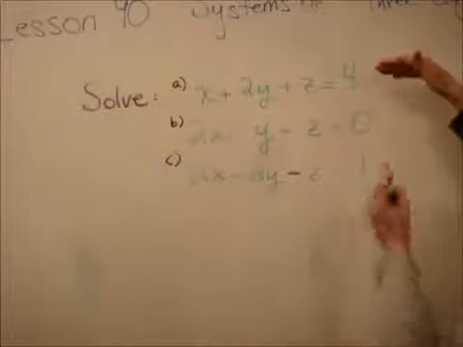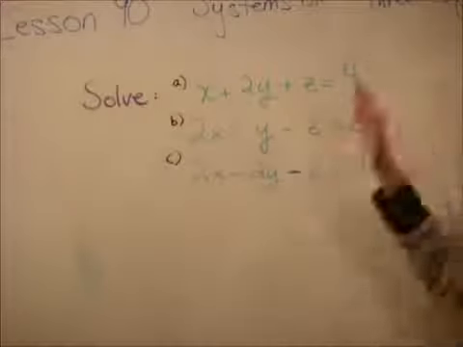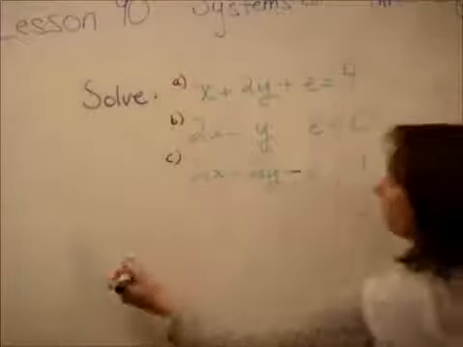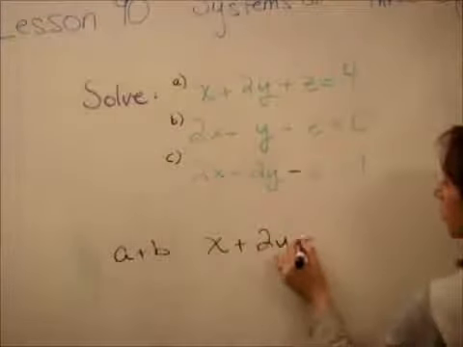What we're going to do is take 2 equations, eliminate a variable, and then take 2 other equations and eliminate the same variable. This first one's really easy. We're going to add a plus b together, and we're going to get x plus 2y. I'm just going to put all the steps down.